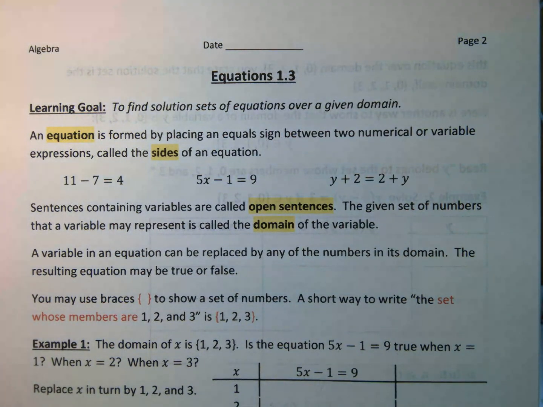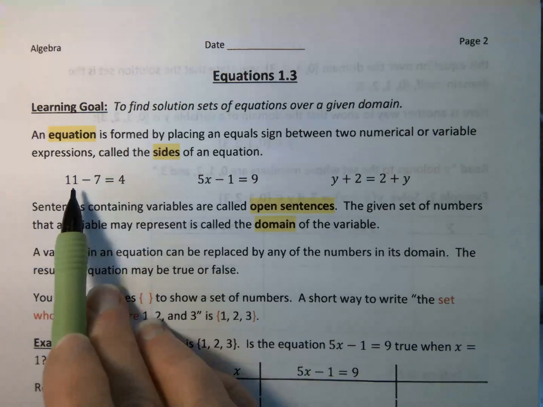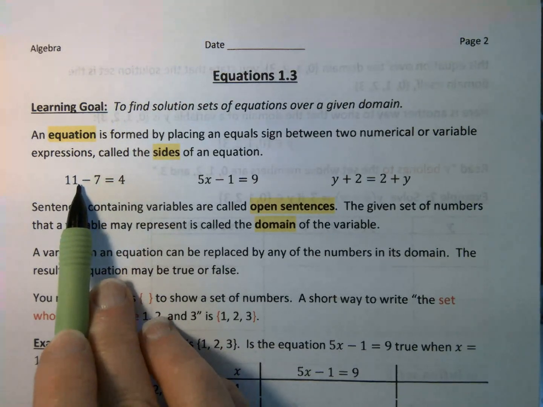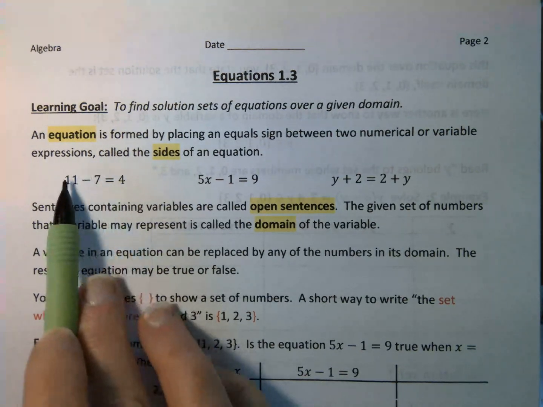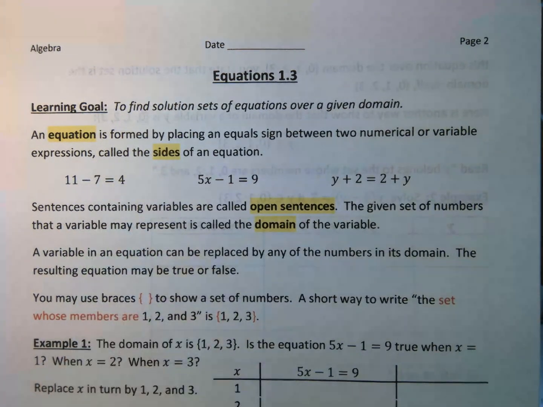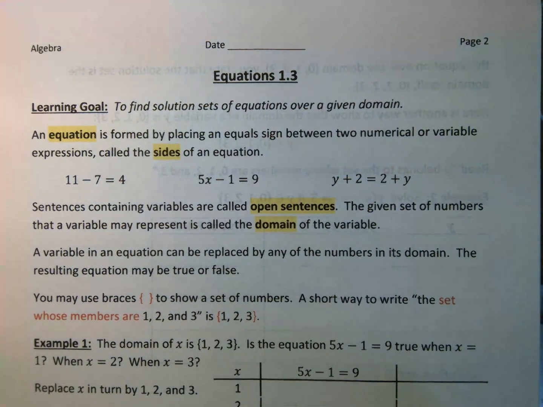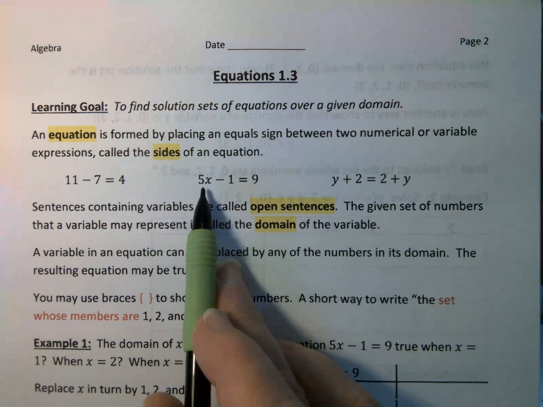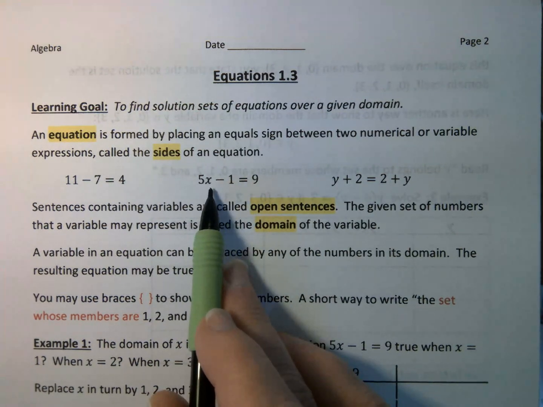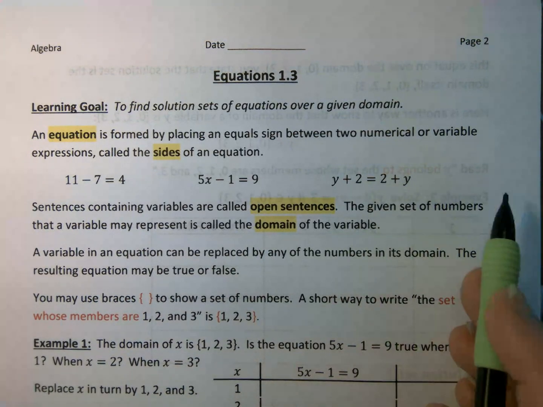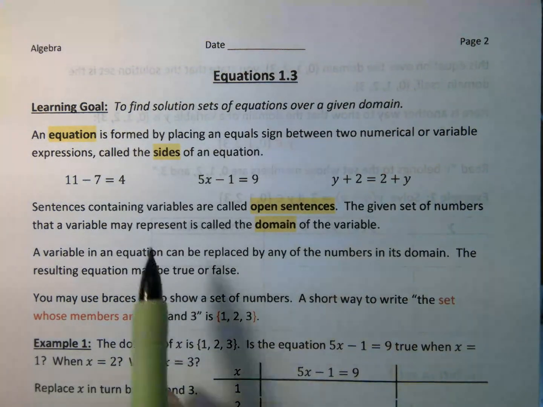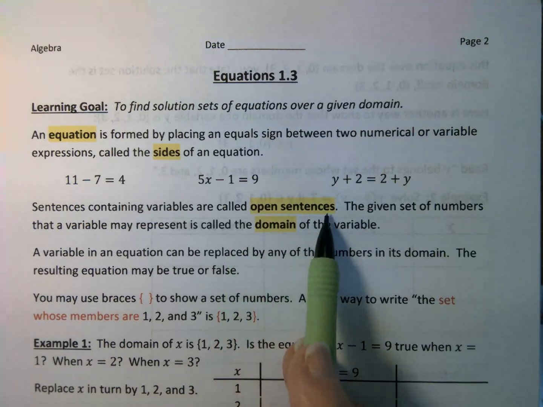An equation is formed by placing an equal sign between two numerical or variable expressions called the sides of an equation. So if we look here, I have a numerical expression, 11 minus 7, and a numerical expression 4, and they are separated by this equal sign. So this is telling me that these two expressions are equal, and that gives me an algebraic sentence or an equation. Here I have a variable expression is equal to a numerical expression, and here I have two variable expressions equal to each other. Sentences containing variables are called open sentences.